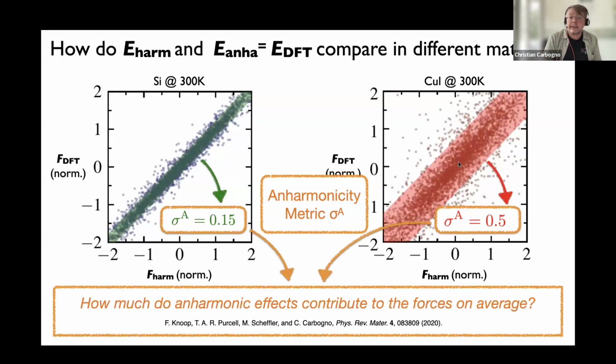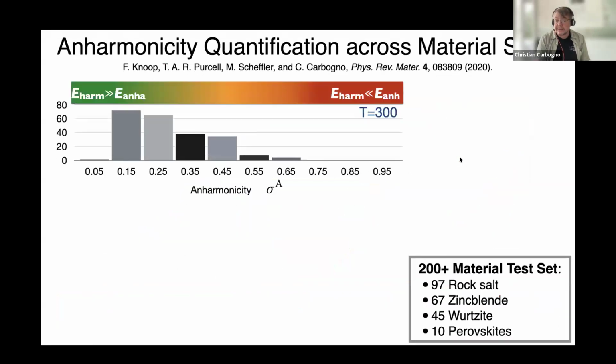And what you can then do is really start looking at different materials, different systems, different kinds of techniques. So here we have taken, for instance, a material test set with 200-plus materials. They are all relatively simple. There are 100 rock salts, 70 zinc blendes, around 50 wurtzites, plus 10 perovskites. And then we looked at how this anharmonicity changes across material space and across temperature.